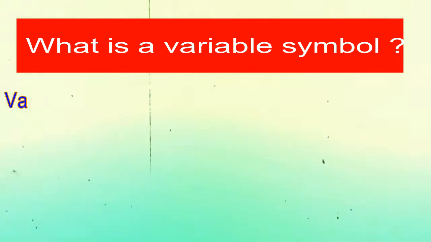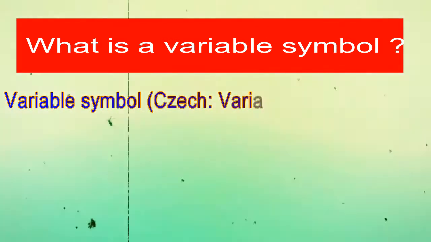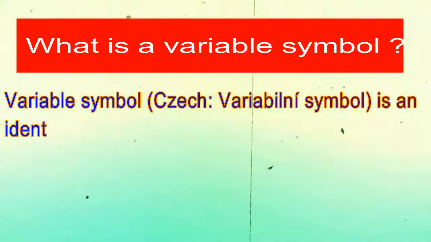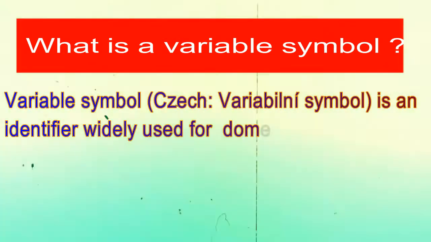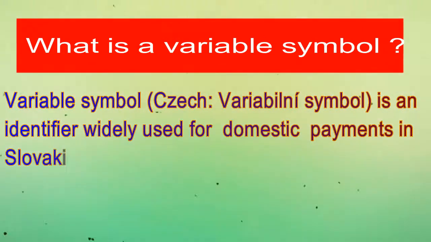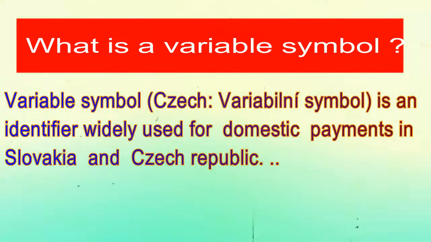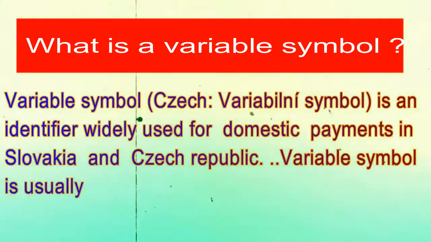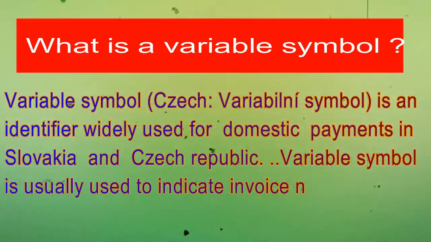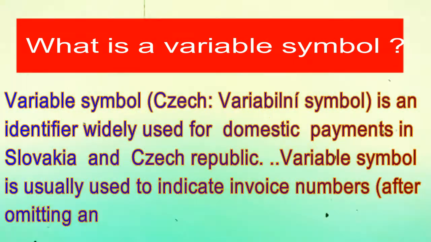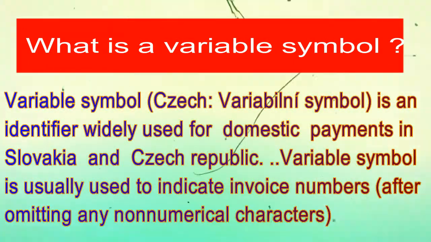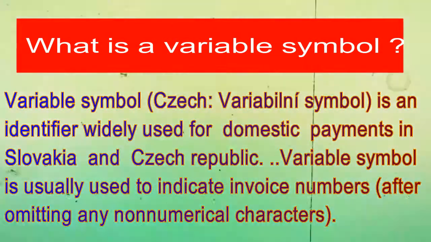What is a variable symbol? Variable symbol, check variable and symbol is an identifier widely used for domestic payments in Slovakia and Czech Republic. Variable symbol is usually used to indicate invoice numbers after omitting any non-numerical characters.